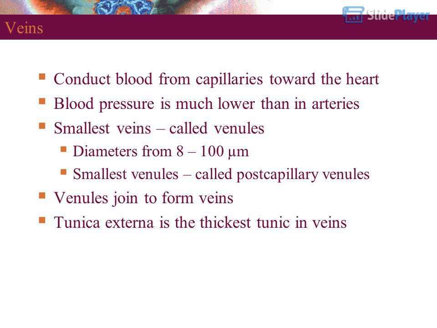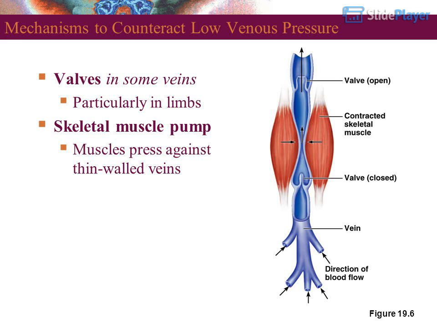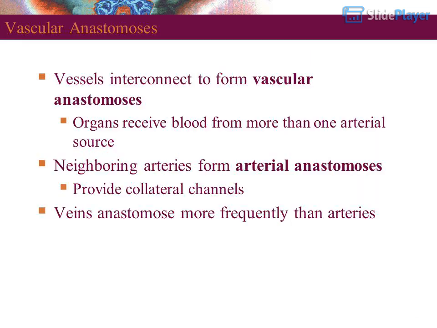Tunica externa is the thickest tunic in veins. Mechanisms to counteract low venous pressure: valves in some veins, particularly in limbs, and the skeletal muscle pump. Muscles press against thin-walled veins. Figure 19.6. Vessels interconnect to form vascular anastomoses.